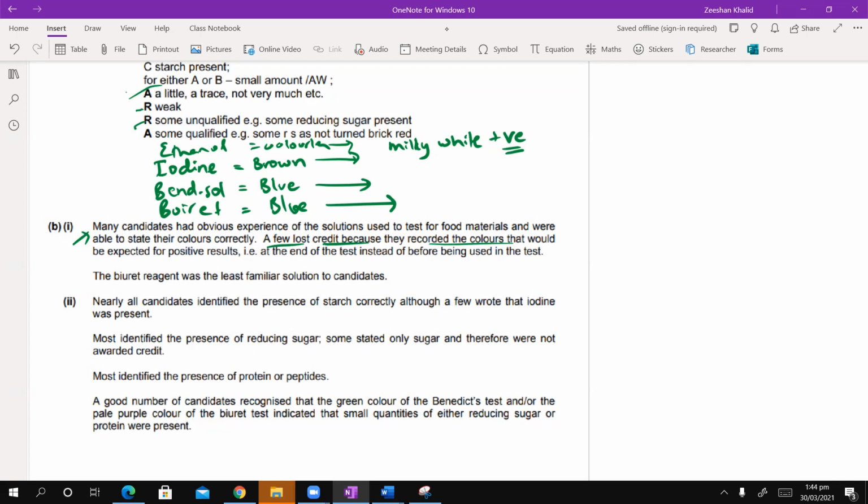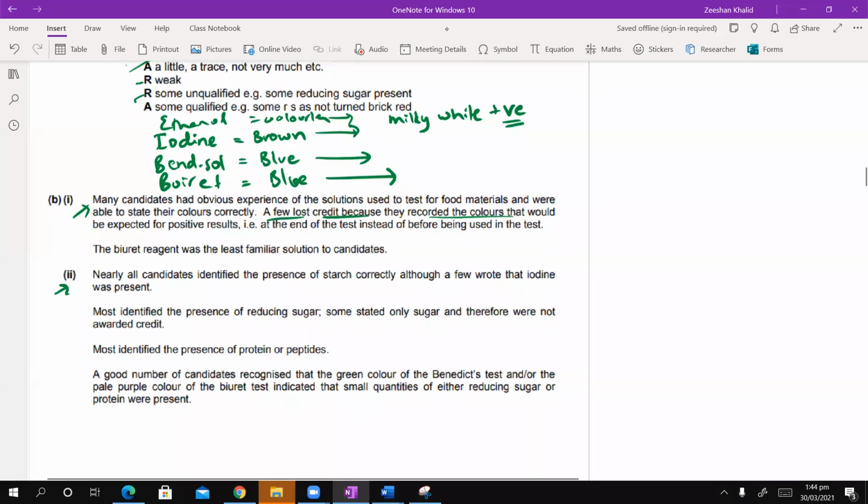First part में तो उसने ये पूछा ही नहीं. उसने पूछा है कि reagents का अपना क्या color है. Okay, so let's see what he has to comment for the second part. Nearly all candidates identified the presence of starch correctly, although few wrote iodine was present. Most identified presence of reducing sugar. Some stated only sugar. मैंने आपको बता दिया ये गलत है, and therefore were not awarded credit. Most identified presence of proteins or polypeptides. A good number of candidates recognized that the green color of the Benedict's test or the pale purple color of the Biuret test indicated small quantities. I would rather use the word concentration of either reducing sugar or proteins were present.